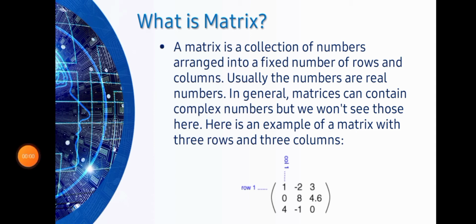In row 1, we have 1, -2, and 3. And in column 1, we have 1, 0, and 4. In row 2, we have 0, 8, and 4.6. In row 3, we have 4, -1, and 0. In column 2, we have -2, 8, and -1. In column 3, we have 3, 4.6, and 0.